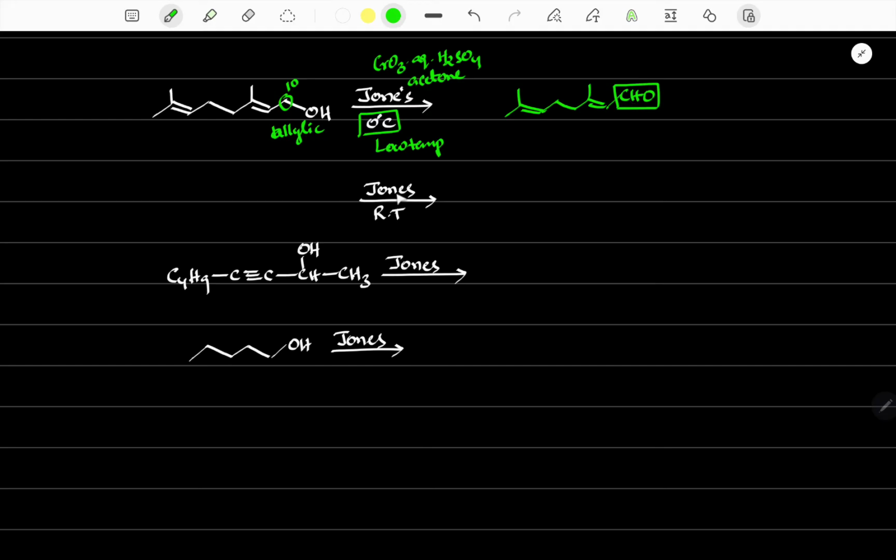Now the same compound treated with the Jones reagent at room temperature. At room temperature, the same carbon will be converted into carboxylic acid. Next example, secondary alcohol. For secondary alcohol, there is only one possibility. Whether we use low temperature or high temperature, secondary alcohol will be converted into ketone.